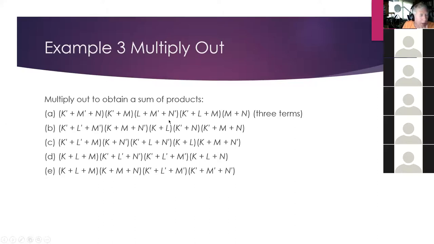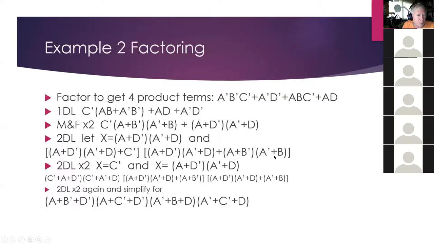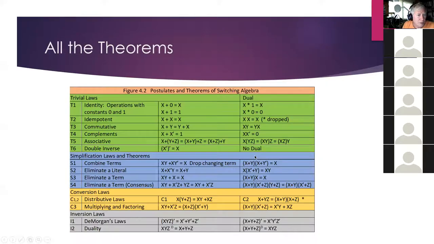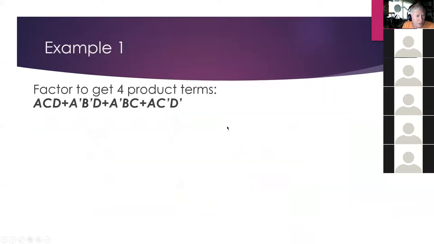For that, we're looking at S1, S2, S3, and S4. Here we have a K prime plus M, and here we have a K prime plus L plus M. So if we go back to our simplification theorems, we can eliminate a term with S3: XY plus X equals X, or in this case, X plus Y times X equals X. Let's see how that applies here.